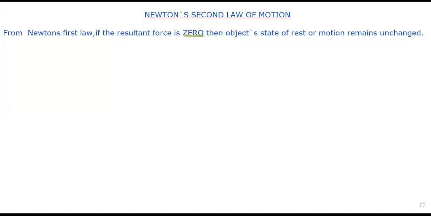Newton's second law of motion. From Newton's first law, if the resultant force is 0, then the object will, of course, remain at rest, or the state of motion will be unchanged.